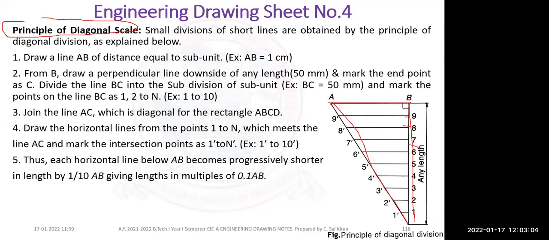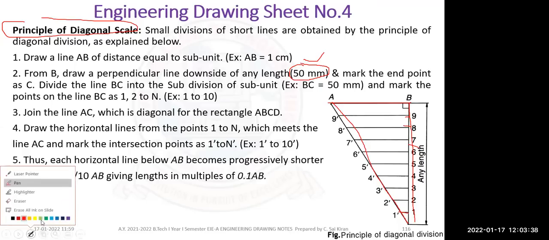Generally, I take this distance, any distance, as 50 mm, so that if I divide by 5 mm, I can get exactly 10 divisions. Generally, I take any length as 50 because it is convenient for me. I'll divide into 5 mm, 5 mm, 5 mm, so that the total will be 50 mm. I can easily divide into 10 equal parts. Then join this distance. 1 to 1 dash will be 0.1 AB, and 4 to 4 dash will be 0.4 AB. That's the main concept we follow here in engineering drawing.